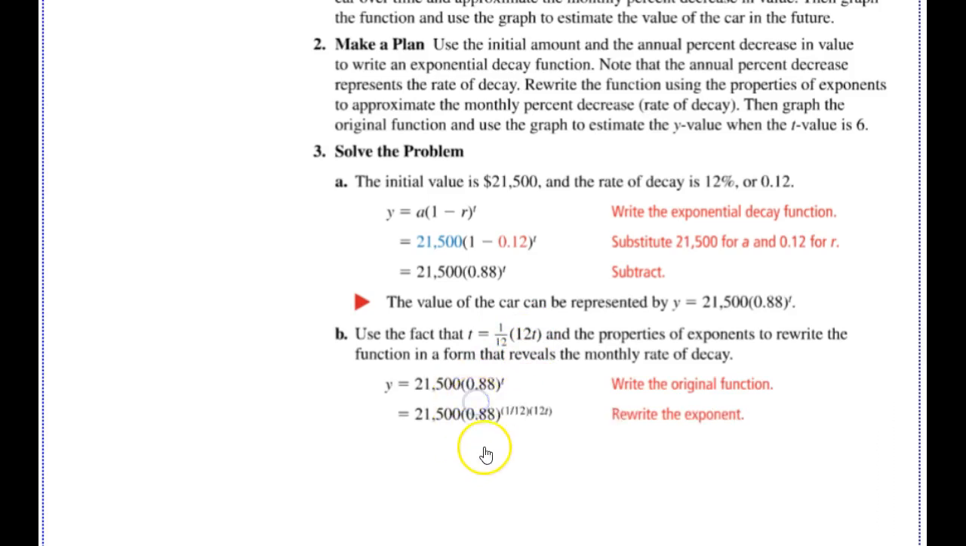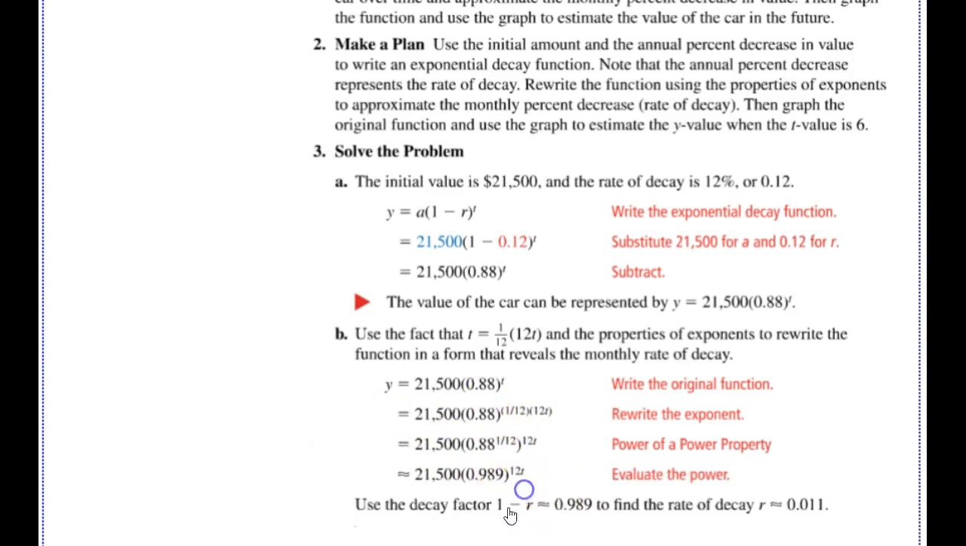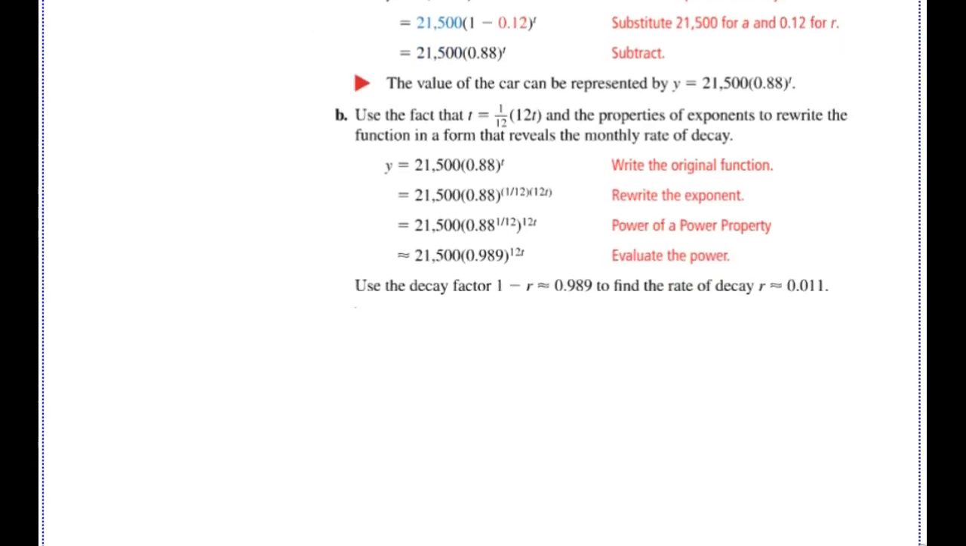So then I use my original function, and I plug in all of the information that I have to rewrite my exponents. I use my power of a power property, right? And I can evaluate the power and figure it out. And so my rate of decay is right there for you. Okay. So then I can always take my decimal, move it over 2 places, and turn it into a percent. So this is my monthly percent decrease.